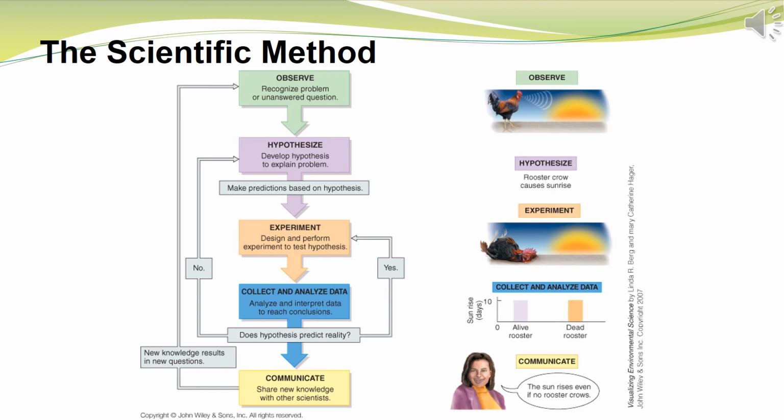If no, that means we must form a new hypothesis and perform a lot of the process over again. If yes, then we just keep experimenting to further confirm the hypothesis. And after this is all done, a scientist will communicate the results to other scientists, and this new knowledge results in new questions. So basically you end up with new groups of scientists performing the same experiments over and over until they confirm that the hypothesis is a law, which of course doesn't really happen all that much.